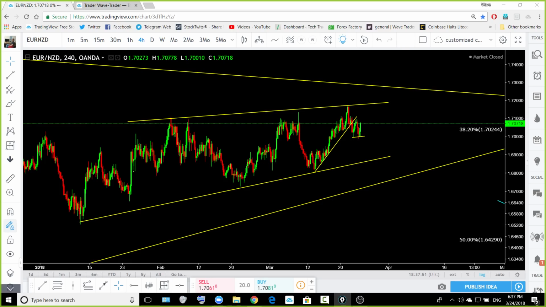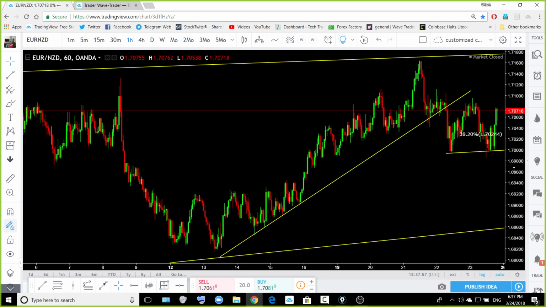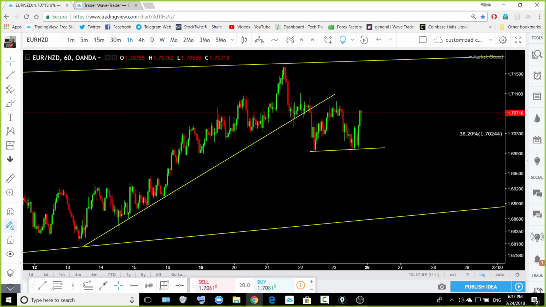You guys don't need to count waves over there. You just need to look for the areas up to which level the market is just correcting. All right, so this pattern should break down. If it is not going to stop at this area and goes on to form a new high, that is your trade.